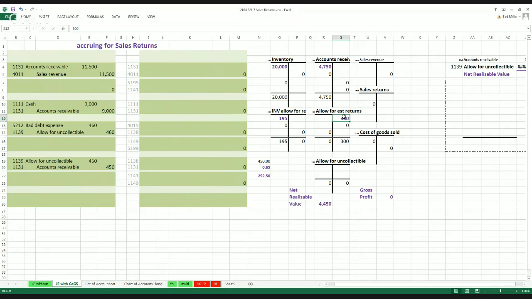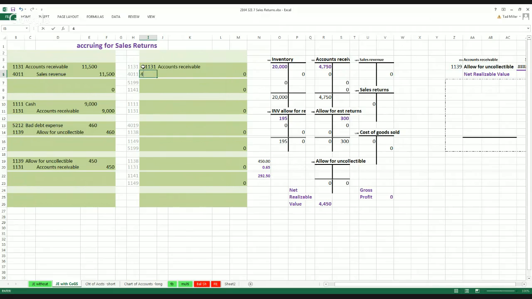We're guessing 300. Now, we also need an allowance for inventory. And in this case, I realized the problem tells me that the cost of goods sold is 65% of sales. So I'm going to assume that my allowance for inventory would be 65% of my allowance for estimated returns under accounts receivable. So we'll watch that as we go through.